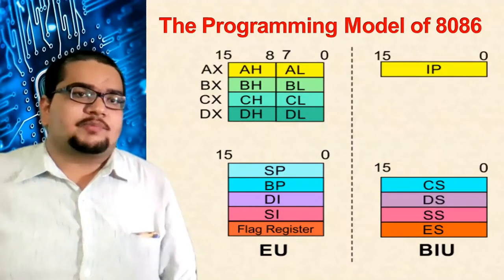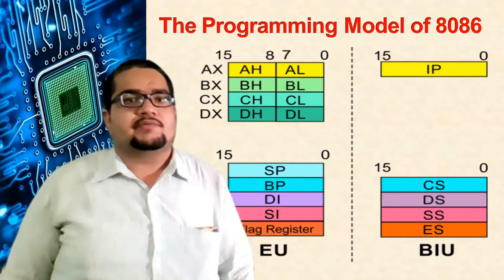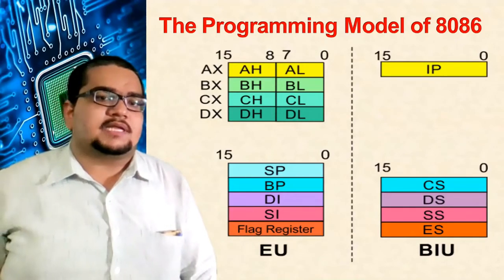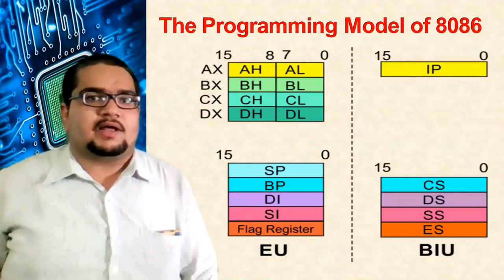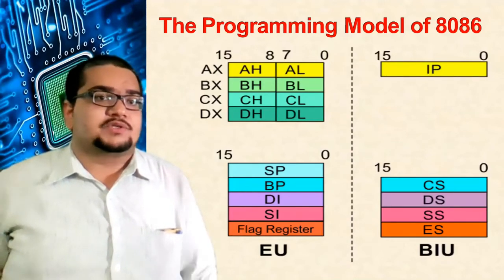So here is the hardware programming model where all its internal registers are visible to us. We have all the general purpose registers here, pointers and index registers, along with the flag register on this side. Then we have segment registers and the IP register from the bus interface unit, which are in the programming model of 8086.